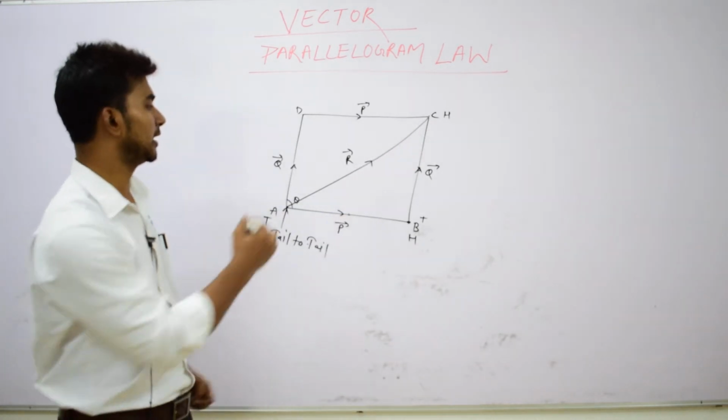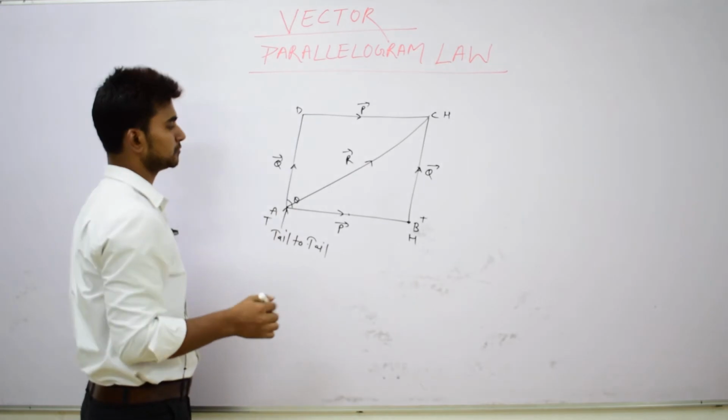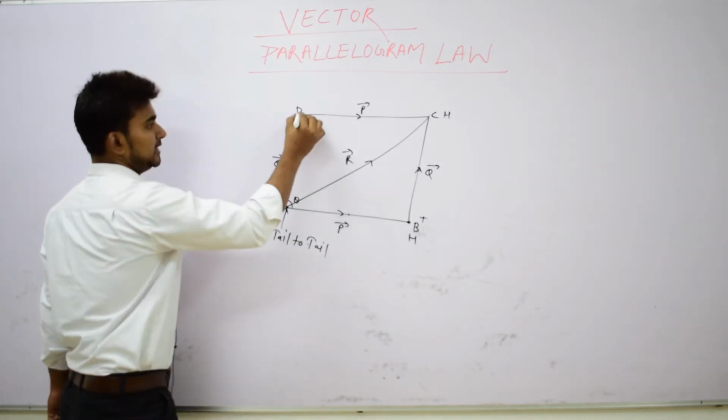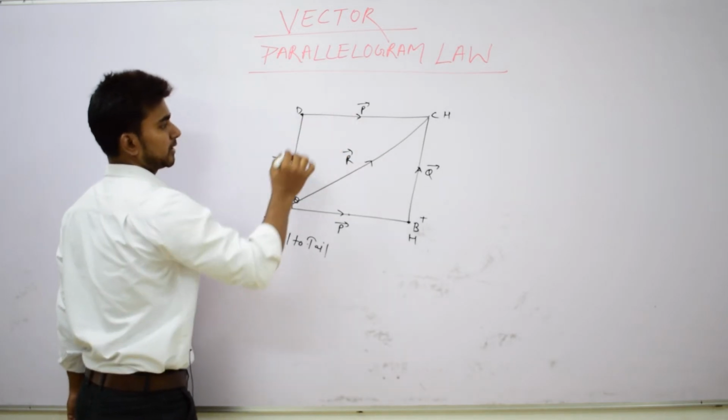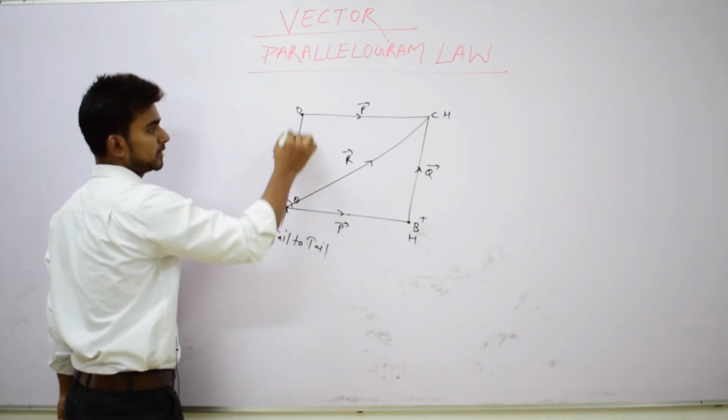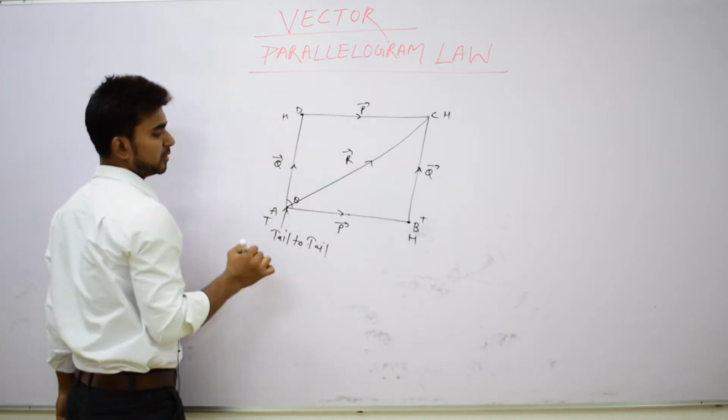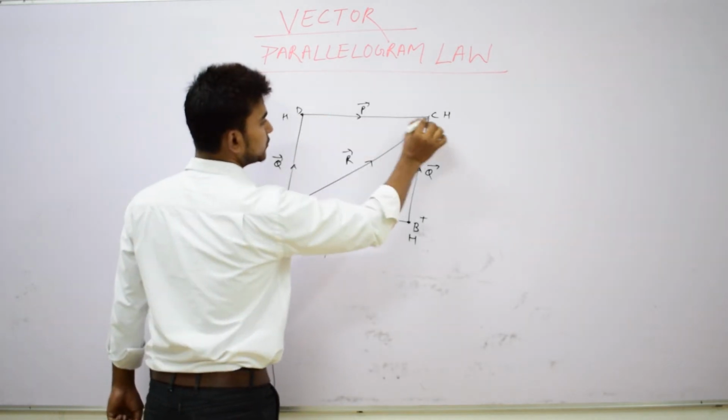This is very important. Just see for these two vectors also. D is the joining point of this particular Q vector and P vector. It is towards D, so this is the head point, and it is towards C.